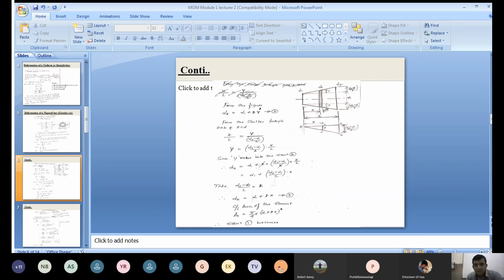Now the slide is visible. Yes, someone has to give the response. Yes, sir. Now, how do you determine the diameter of the small element?